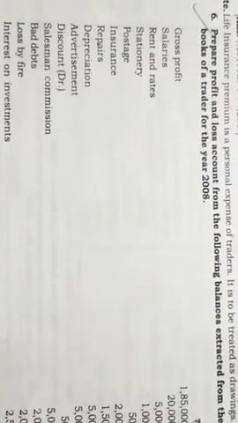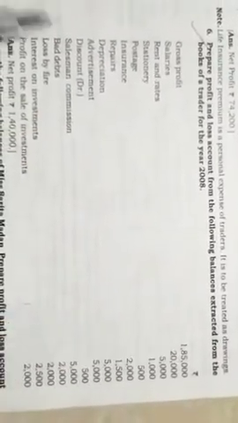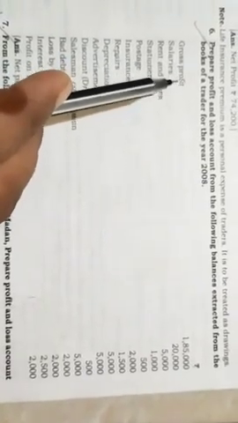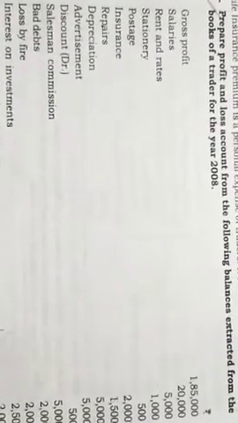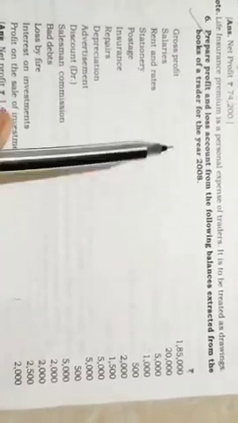So the value of gross profit is given here. The gross profit value is 1,85,000. Remember that if this item is not given, we cannot even prepare our profit and loss account. So this is a very important item to prepare our profit and loss account.